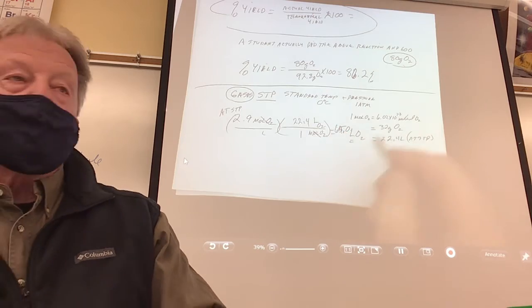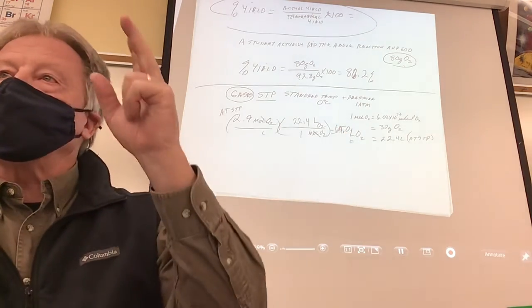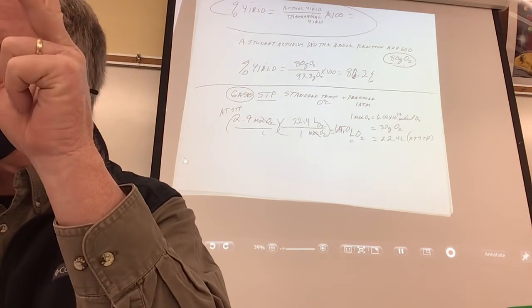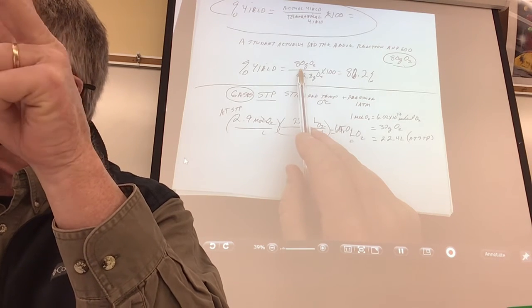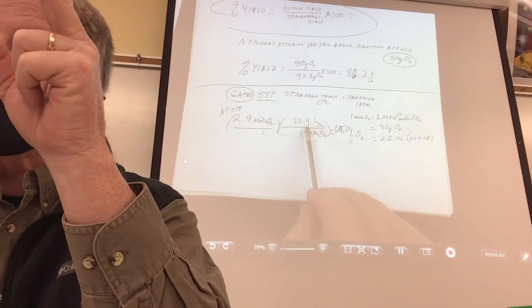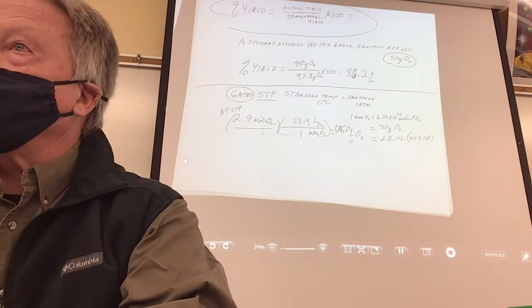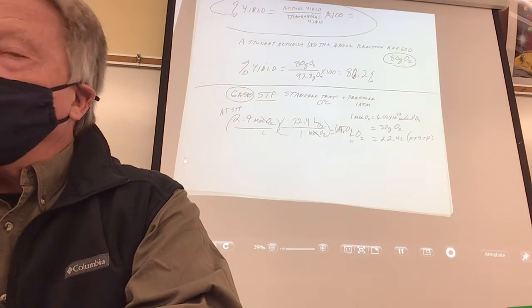Okay. What do you think? Two kind of simple things in this chapter. Get it? The two simple things were percent yield, and we'll practice that. And this is how much volume. How much volume does it take up? What would the shortcut be?